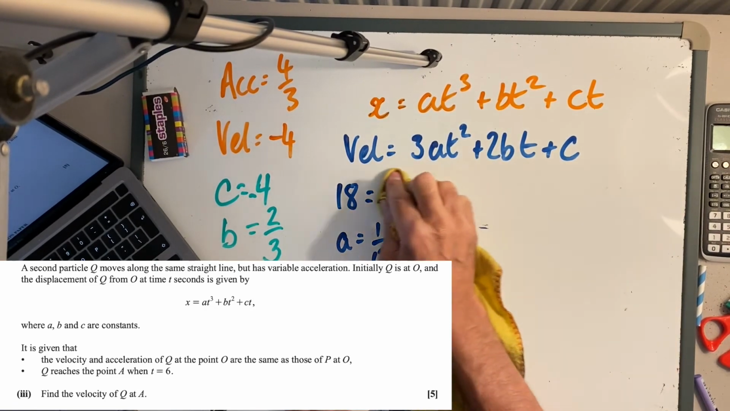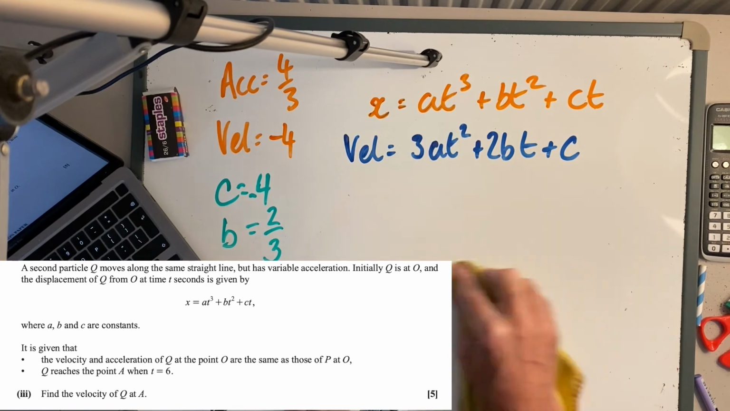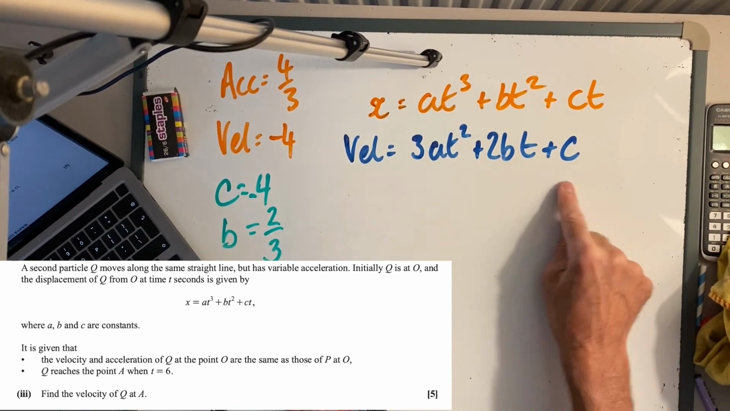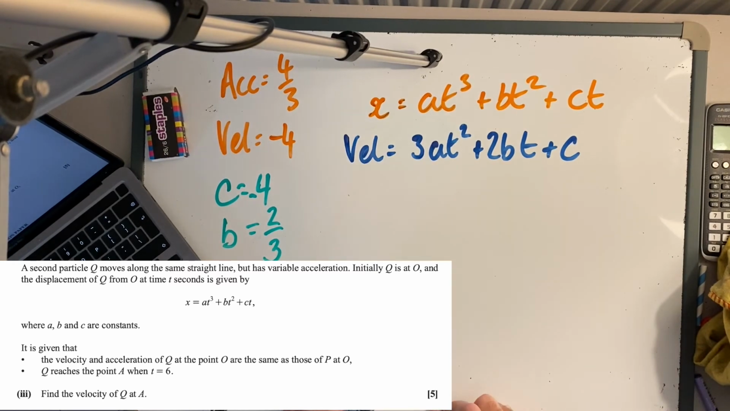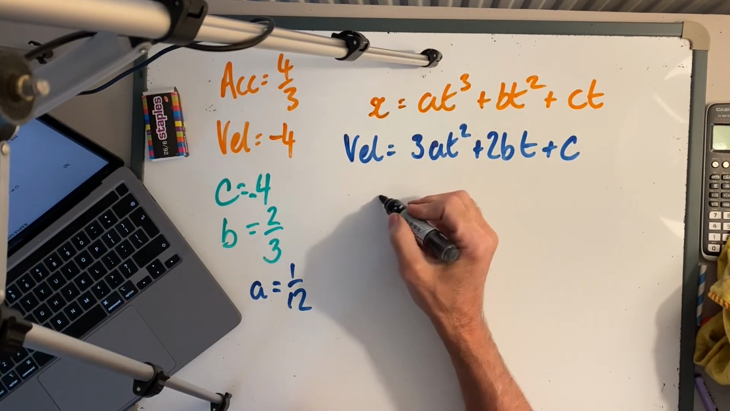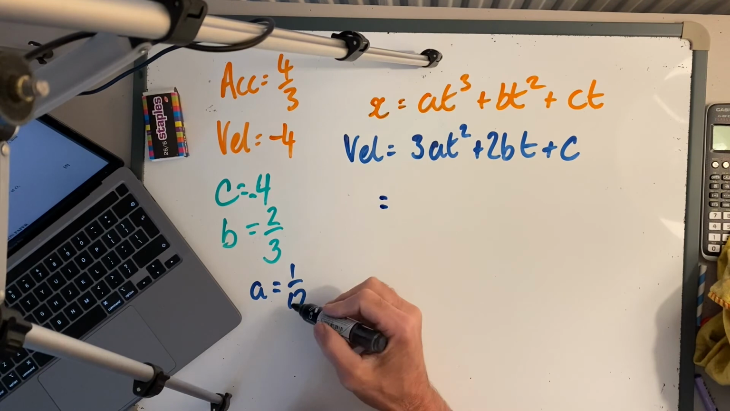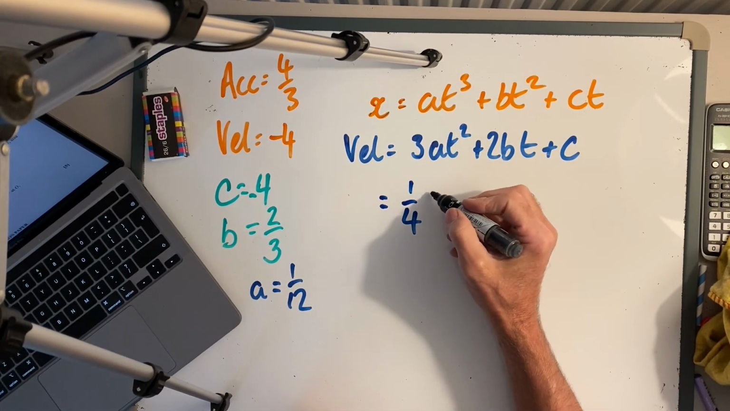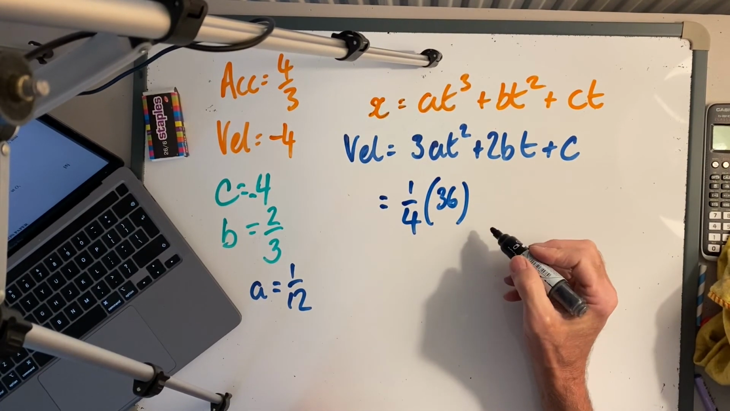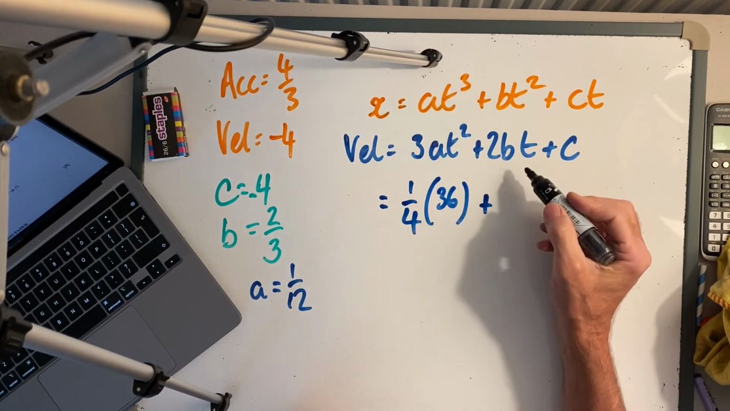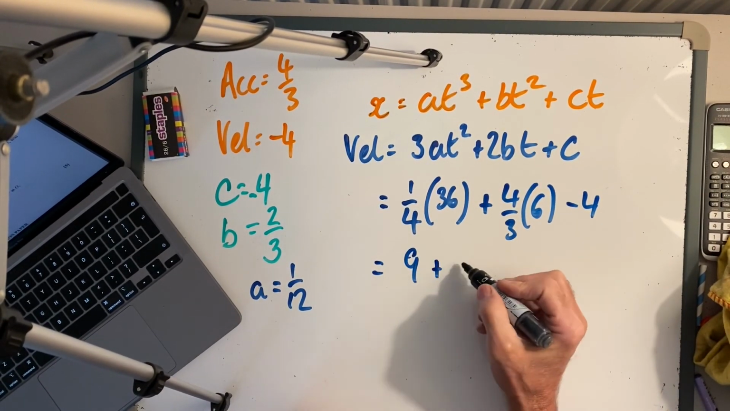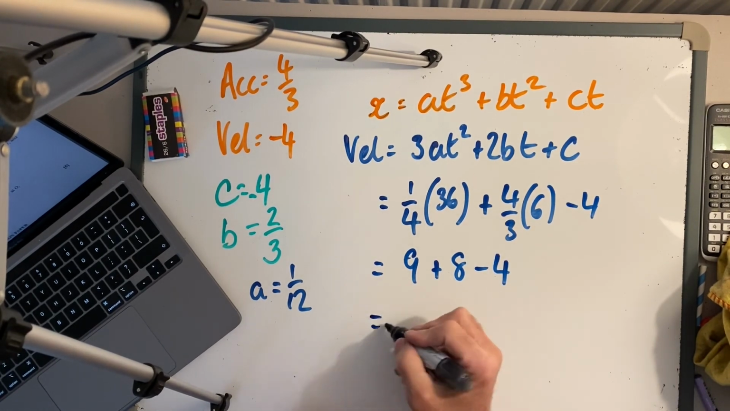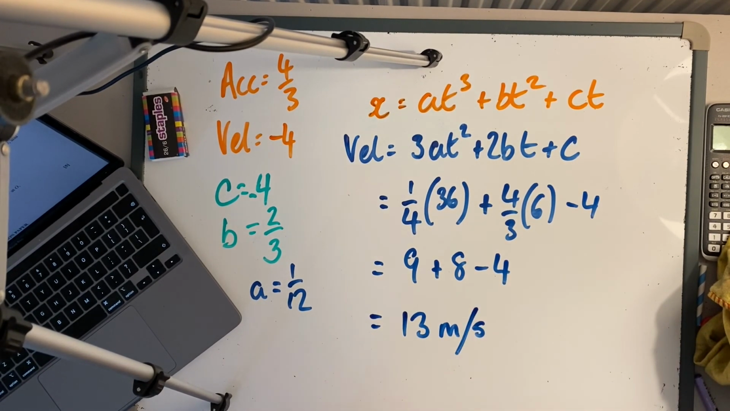Now that I've got a, b, and c, how do I work out the velocity of Q at A? Well, there's my velocity formula that I want to do. I want to put these things in, and I simply put in when t equals 6 into here, and I'll find my velocity. So some fractions in here, but let's just go with it. So that's 3 lots of that, so that's a quarter t squared. So that's 36, because remember, t is 6, plus 2 lots of that, so it's 4 over 3 times 6 minus our 4. So that's 9 plus 8 minus 4, so that's 13 meters per second. There you go.